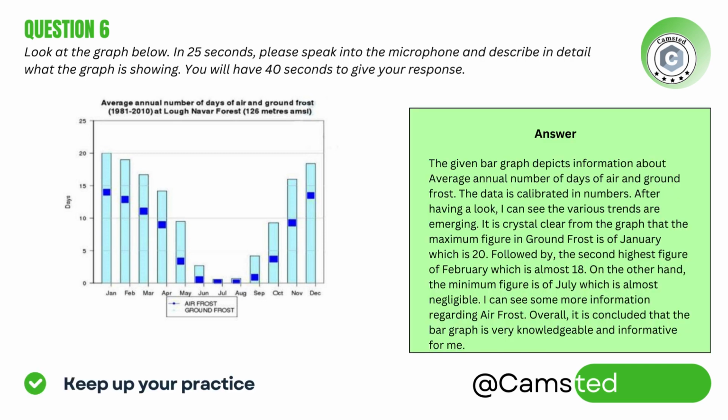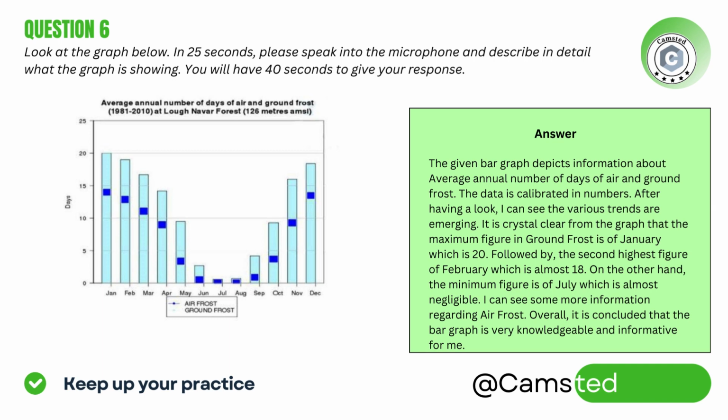The given bar graph depicts information about average annual number of days of air and ground frost. The data is calibrated in numbers. After having a look, I can see the various trends are emerging. It is crystal clear from the graph that the maximum figure in ground frost is of January, which is 20.